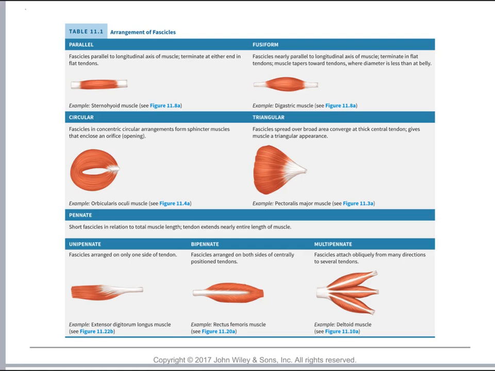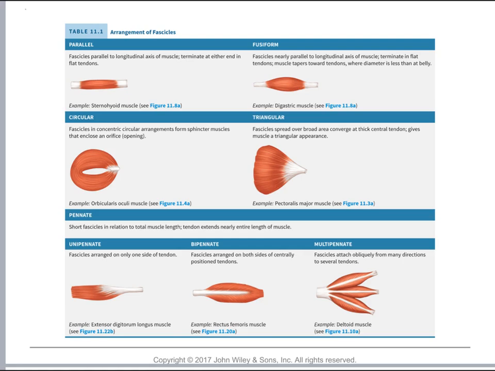Next is a fusiform muscle, where the fascicles are nearly parallel to the longitudinal axis of the muscle. They terminate in a flat tendon, but the muscle tapers toward the tendon, where the diameter is less than at its belly. An example is the digastric muscle. If you feel underneath your chin, right where your mandible is, you'll feel those two muscles right there, your digastric.